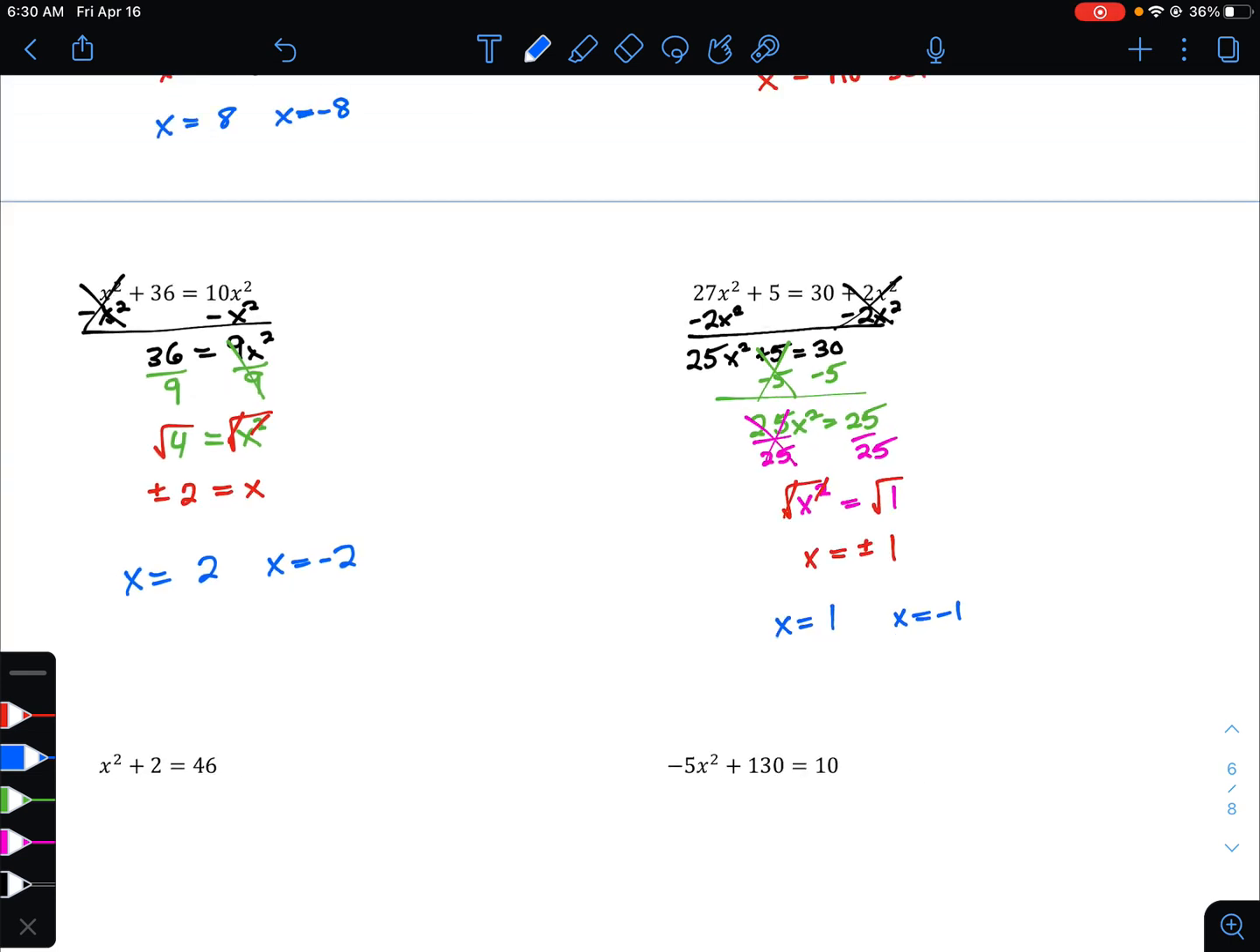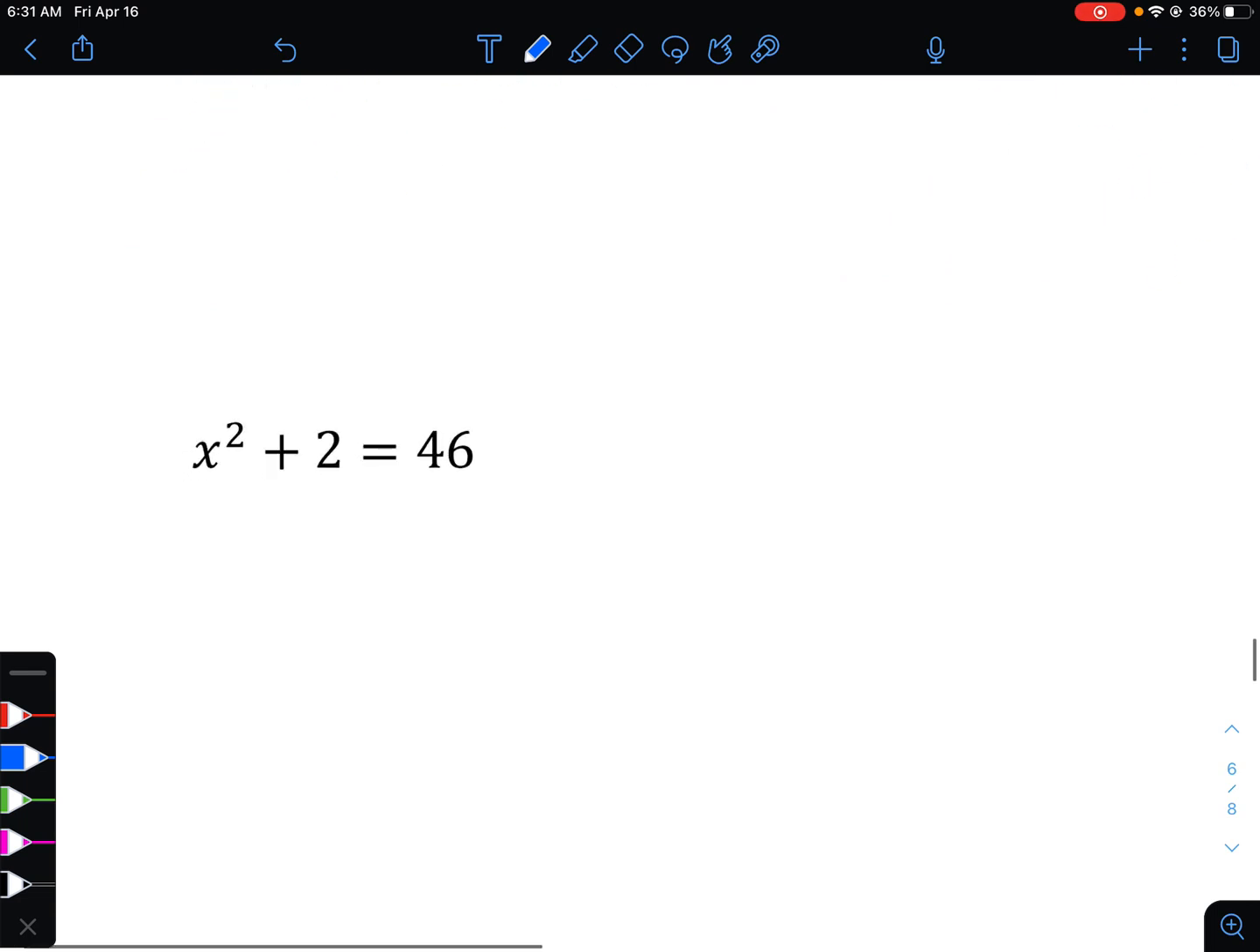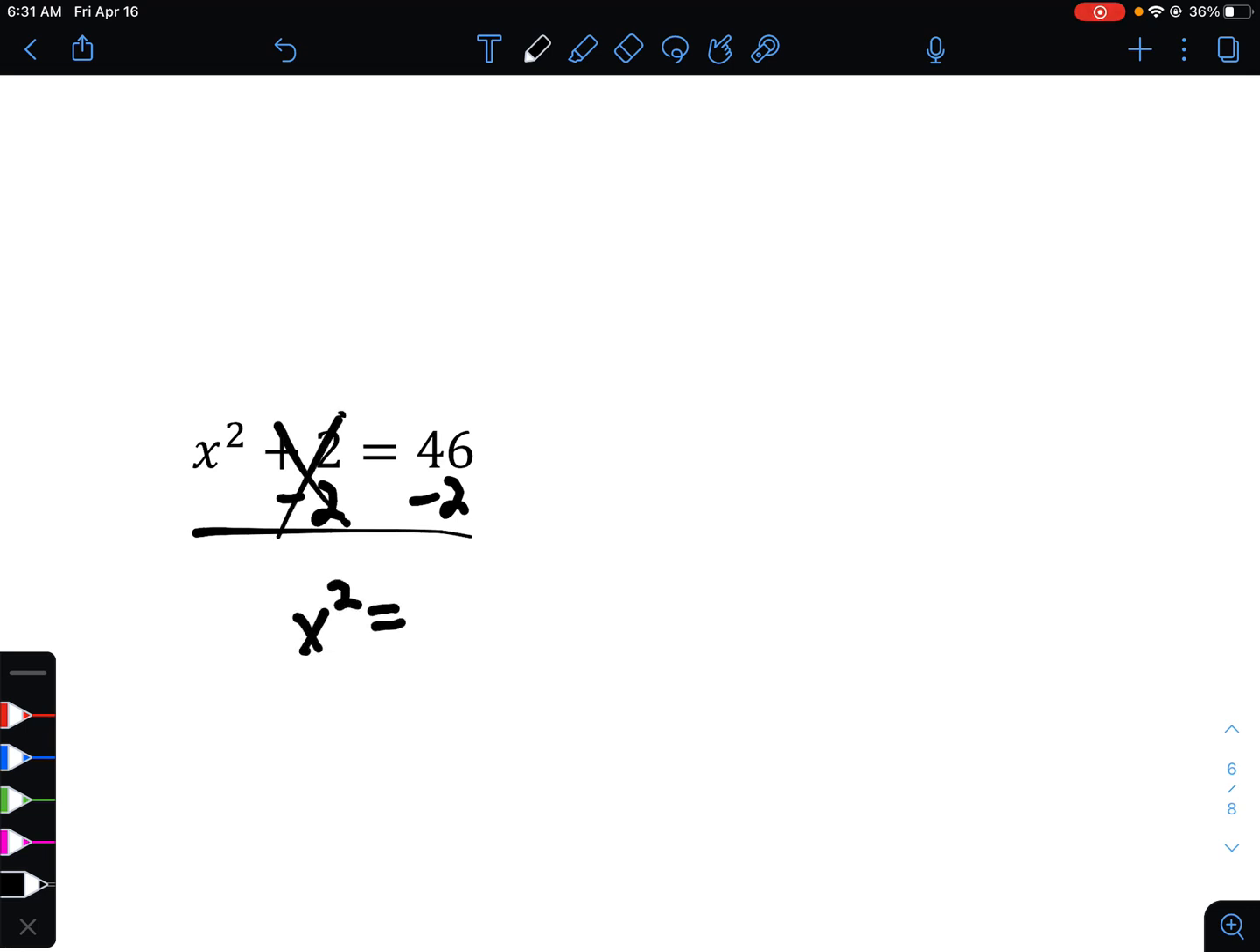All right, 2 more equations to look at, and then that should be good for today. So in this next equation, we've got x squared plus 2 is equal to 46. So first thing we need to do is get x squared by itself. Let's go ahead and subtract 2 from both sides of our equation. So that will leave us with x squared is equal to 44.